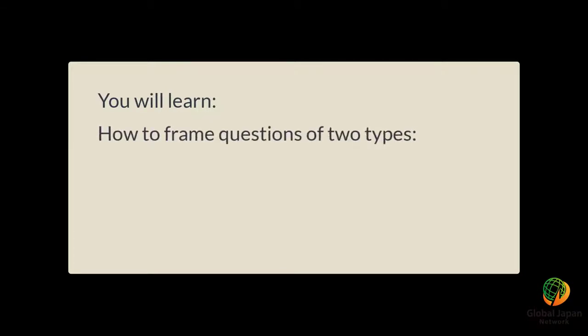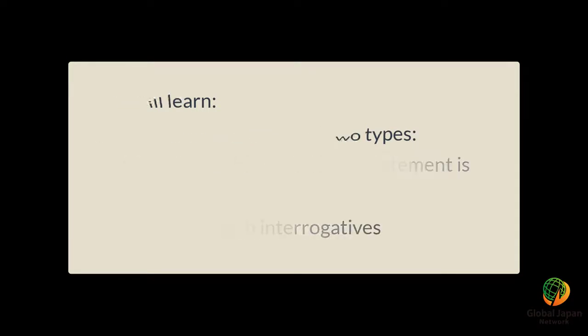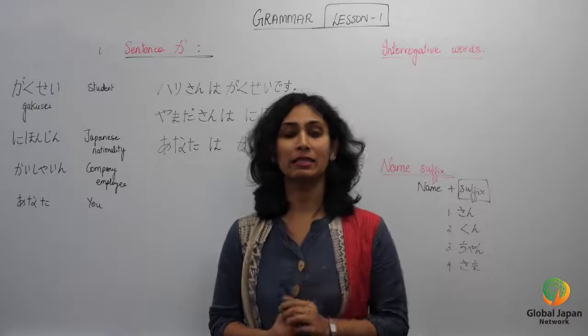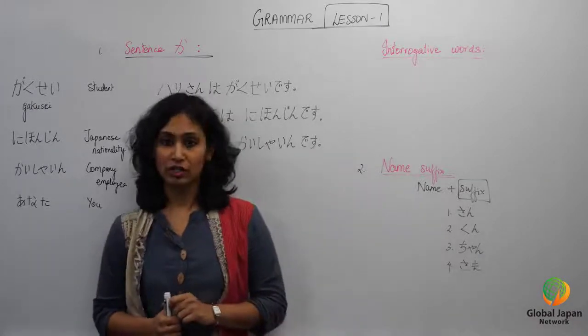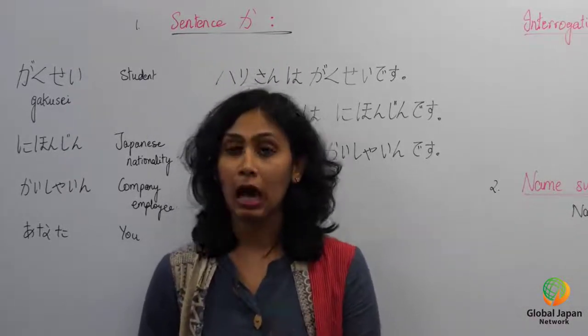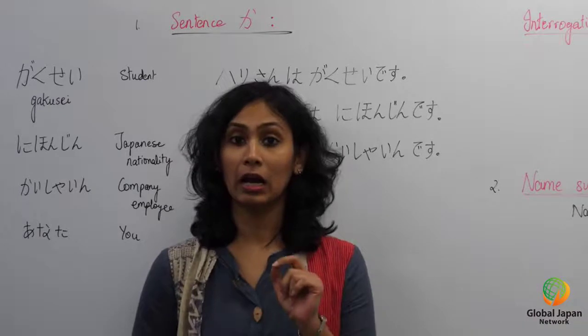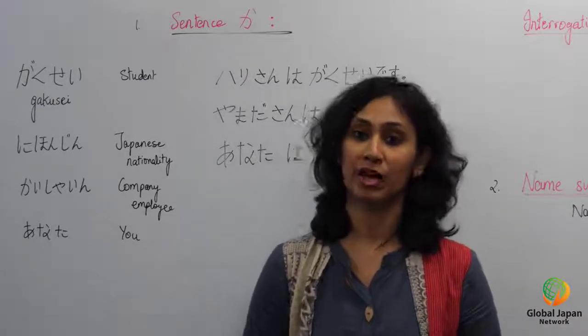In this section, you will be learning how to frame some basic questions of the yes-no pattern and questions with simple interrogatives. So, let's get started. When it comes to framing questions, we would be using a particle called ka. Ka is the question particle in Japanese.